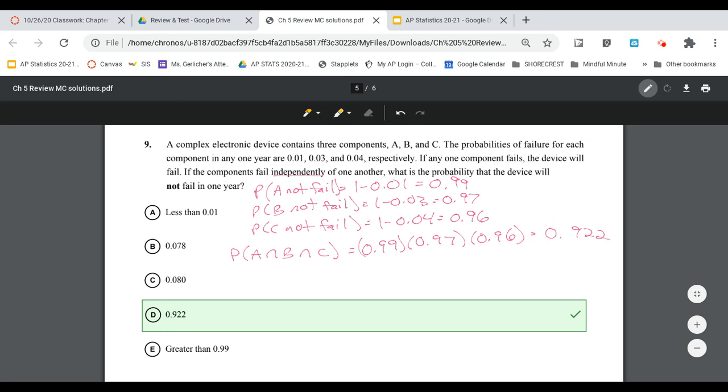So they told us the probability for A, B, and C failing. So I did 1 minus that to find the probabilities of them not failing, because we are interested in them not failing. And for the device to work, all 3 of the pieces, the 3 components, have to work. So if this is really one of those "at least one" things, if at least one fails, the whole thing fails. So for it to not fail, all 3 have to work. And they said they're independent, which means we can just multiply them. And we get 0.922.